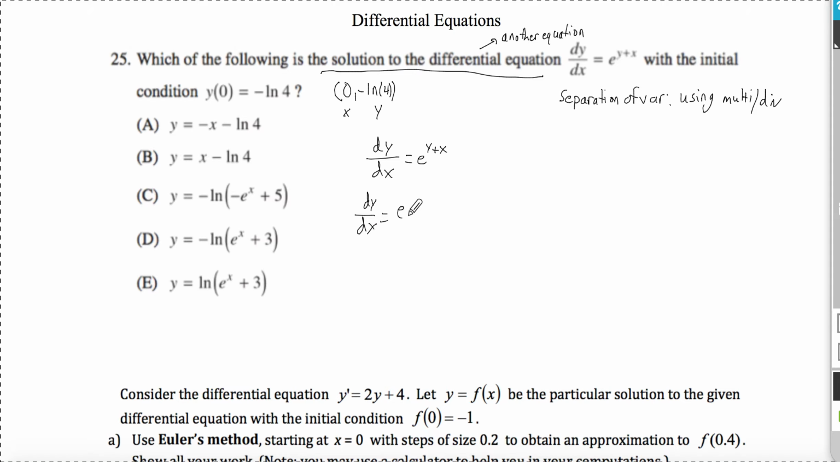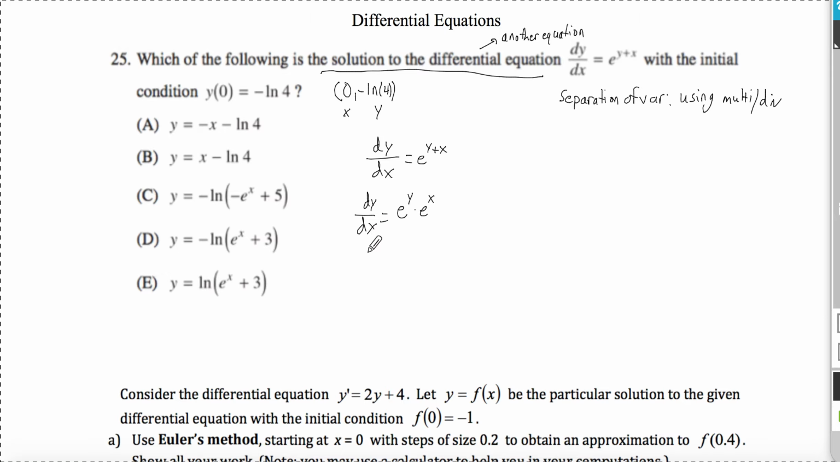e to the y plus x is the same thing as e to the y times e to the x, right? e to the y times e to the x. Because multiplying the same base, we would add the exponents. There we go. Now I can use division to move e to the y to the left side and multiplication to move dx to the right side.